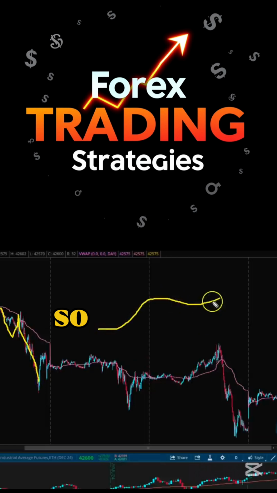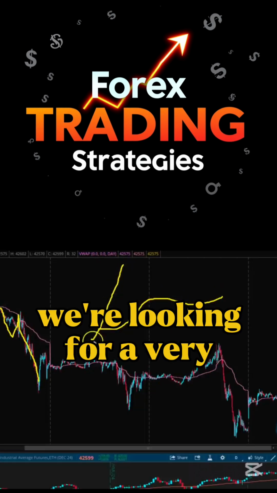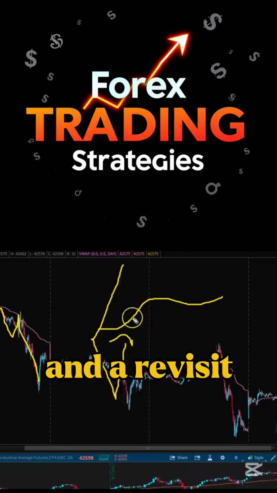So VWAP, if we're looking for a separator trade, we're looking for a very aggressive open up or open down and a revisit of that VWAP.